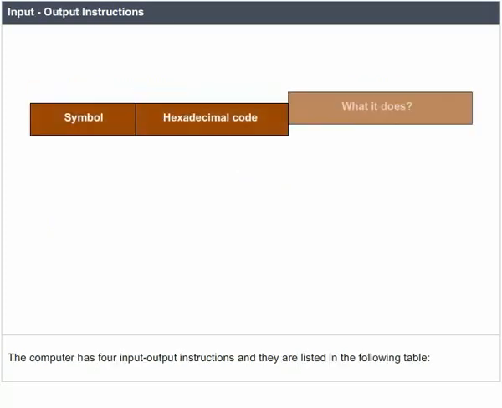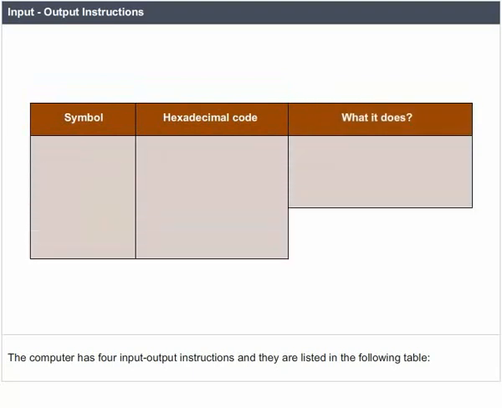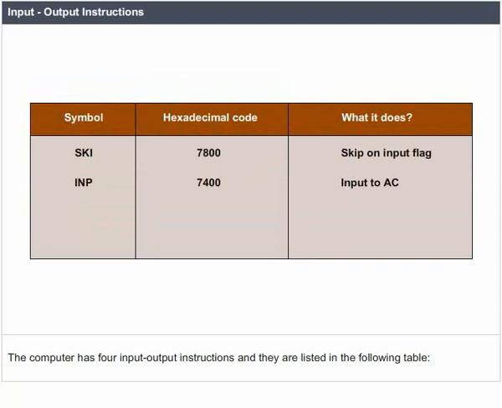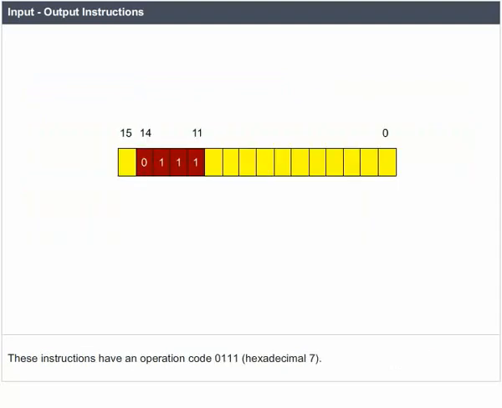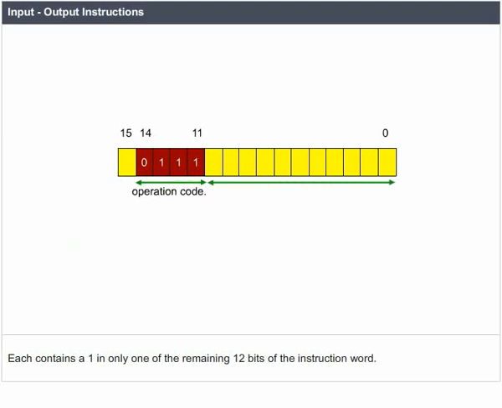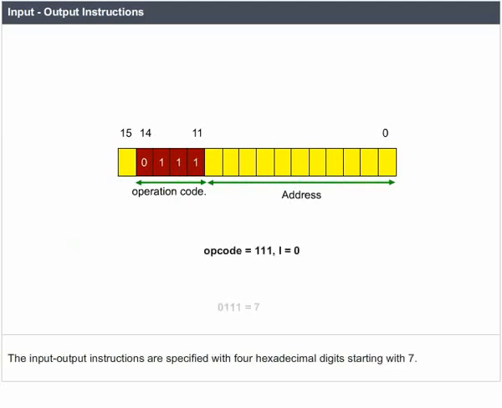Input-output instructions. The computer has 4 input-output instructions and they are listed in the table. These instructions have an operation code 0111, hexadecimal 7. Each contains a 1 in only one of the remaining 12 bits of the instruction word. The input-output instructions are specified with 4 hexadecimal digits starting with 7.